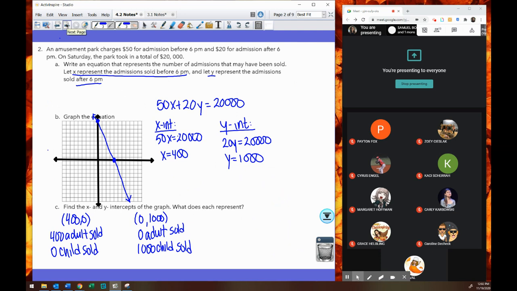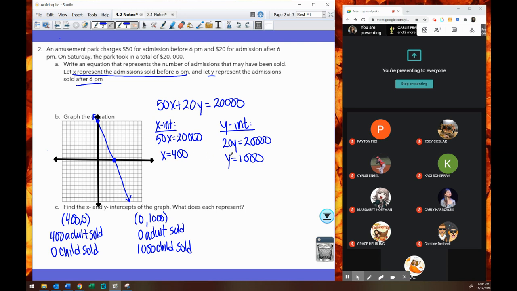Number 2 was your amusement park problem, where you had to write that equation in standard form. Again, standard form is when your X's and Y's are on one side. So $50 before 6. If X represents before 6, then it's 50X. $20 after 6. So if Y represents after 6, I can do 20 times Y. So 50X plus 20Y will give you the entire amount of money brought in, which is 2,000. So then if we're graphing this, find your X and Y intercepts. When you're finding your X intercept, you ignore your Y term. When you're finding your Y intercept, you ignore your X term.